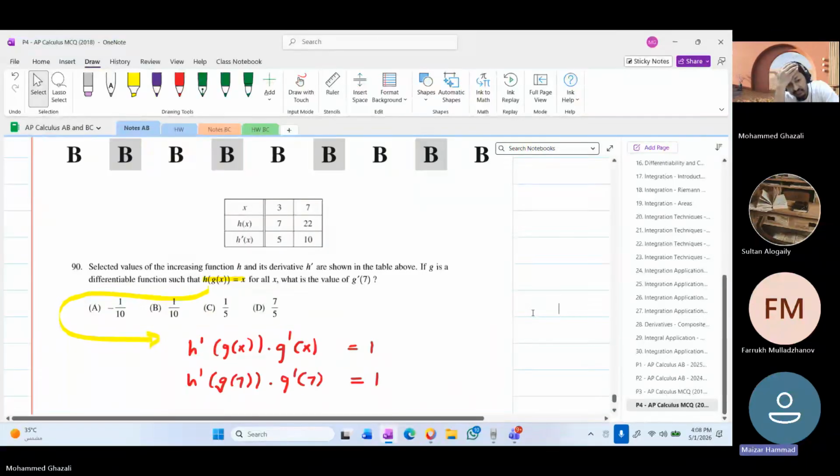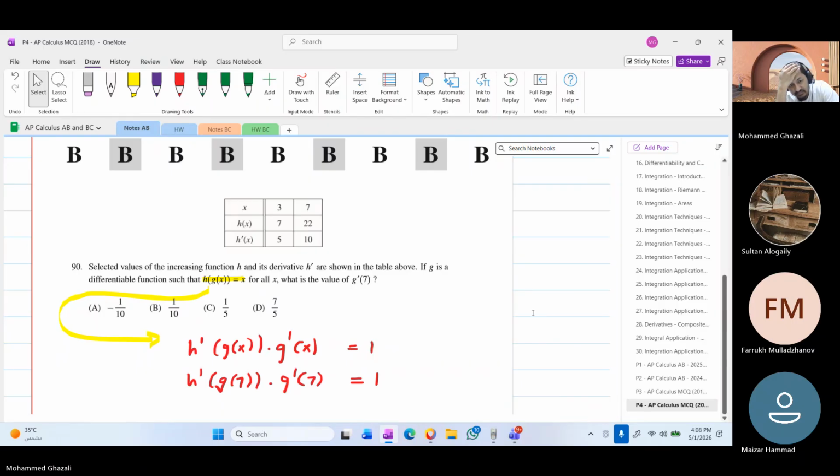So then, if we plug in 7, it will be h of g of 7, which is equal to 7. So then we look at h of x equals 7 from the table. That means it will be at h of 3. So h of 3 equals 7. If h of 3 equals 7, it means g of 7 equals 3. So that means g prime of 7 equals 1 over h prime of 3, which is 1 over 5.